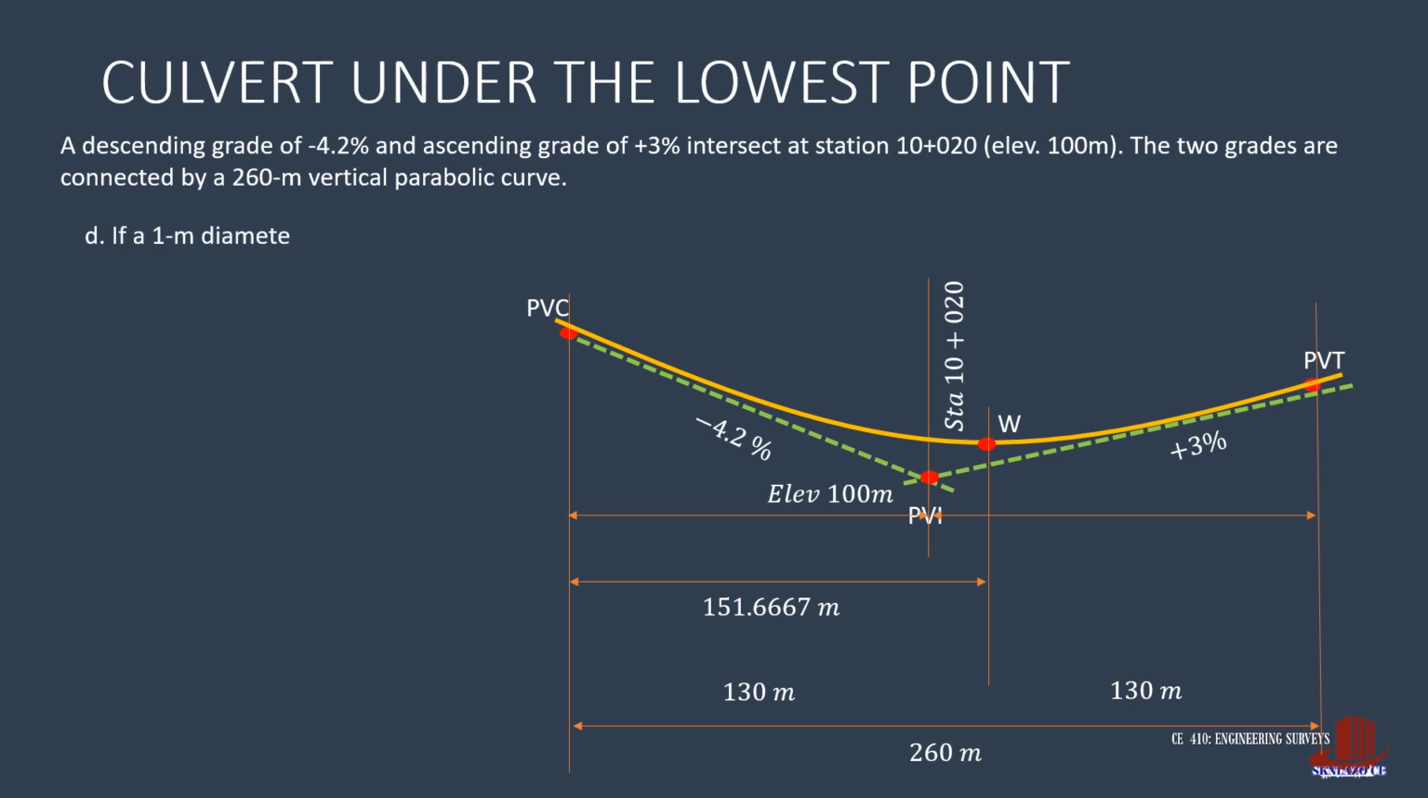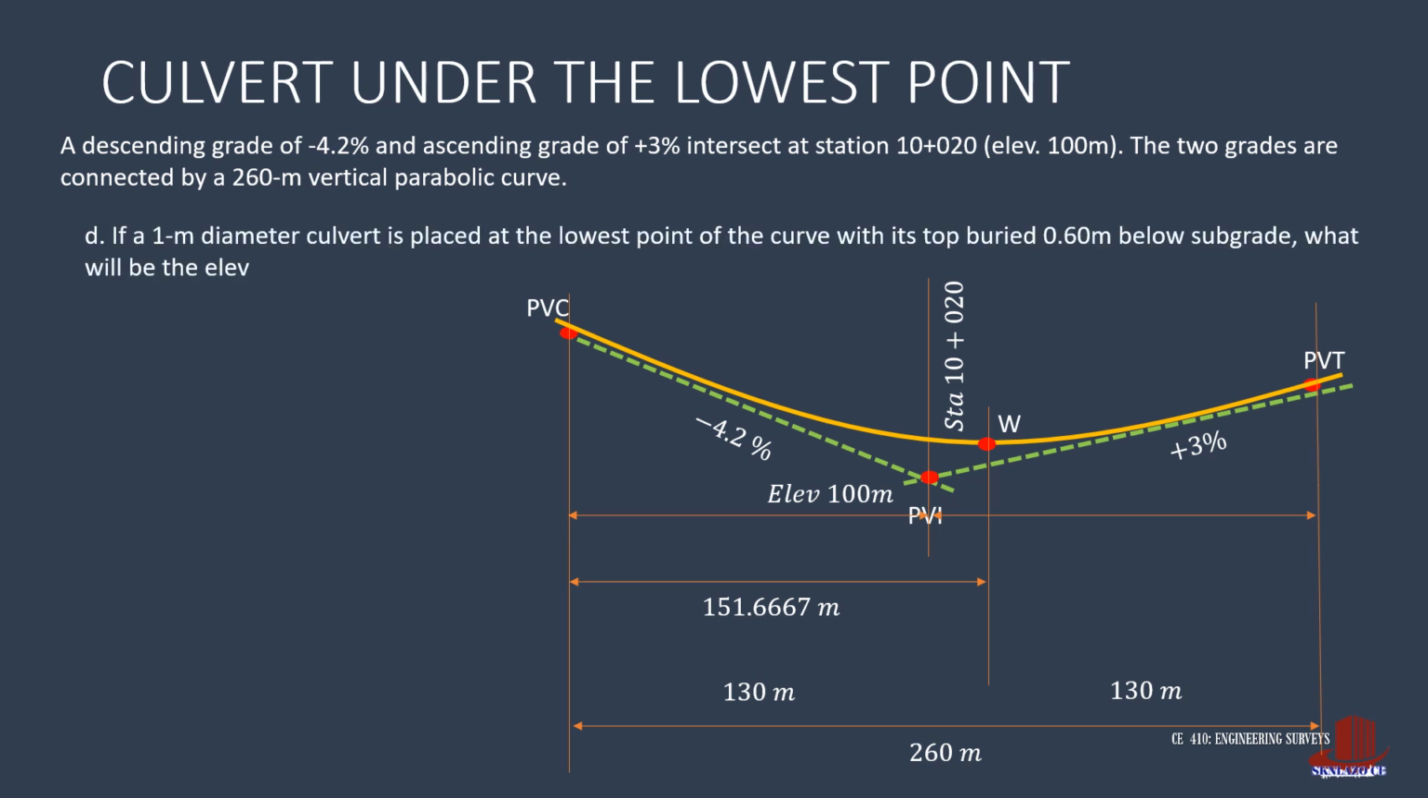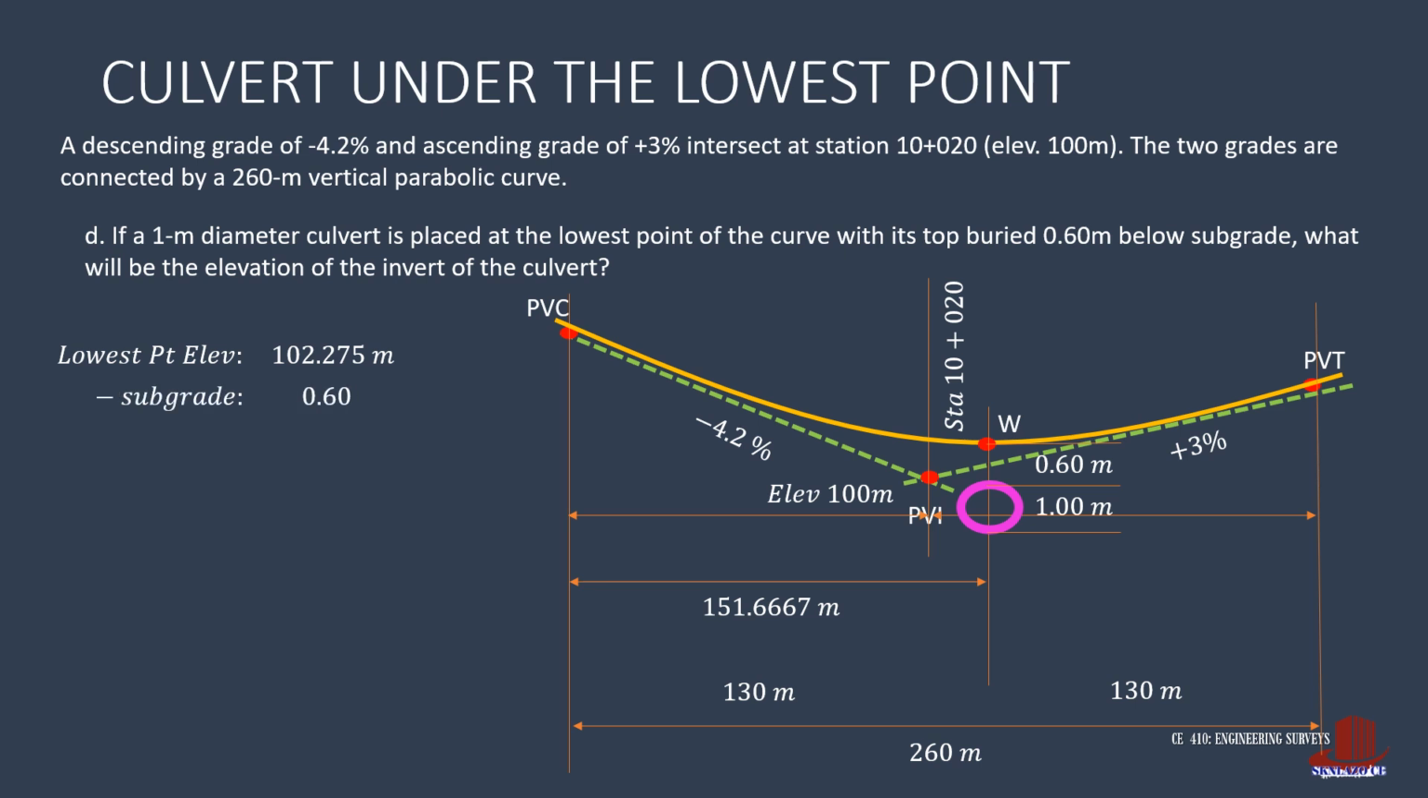The last task is to determine the depth of excavation in case a 1 meter diameter culvert is to be placed at the lowest point. The problem states that the culvert should be buried about 0.6 meters beneath the surface. Knowing the elevation of the lowest point, all we need to do now is to subtract the subgrade depth of 0.6 meters, then also the 1 meter diameter of the culvert. The elevation of the invert is then determined as 100.675 meters.